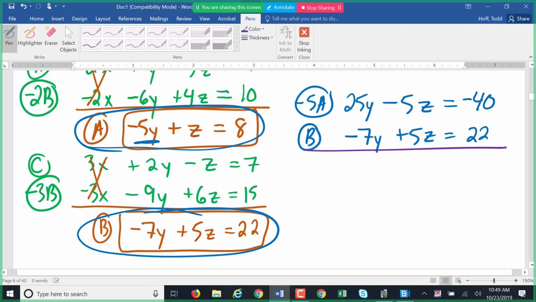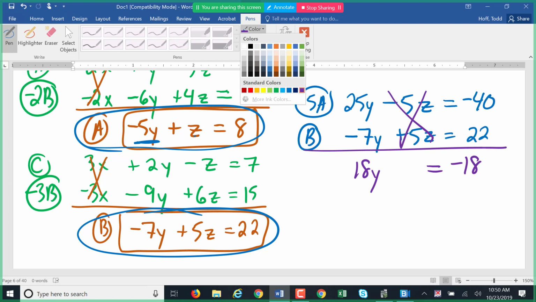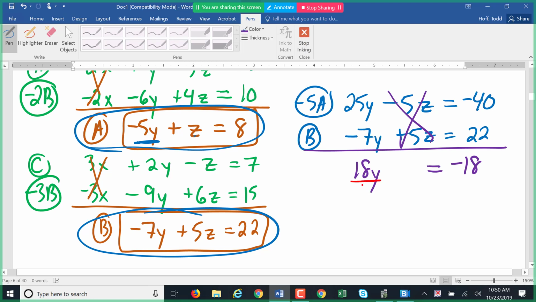So I add these equations. 25y plus -7y is 18y. -5z and +5z cancel out. Equals -40 plus 22 is -18. So 18y equals -18. I divide by 18 to give me y equals -1.